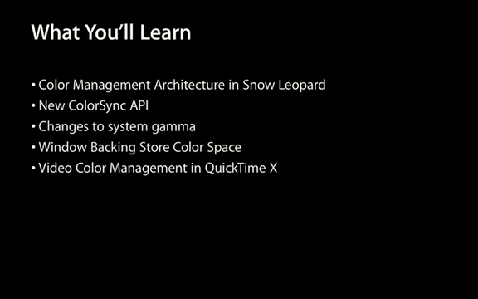What we are hoping that you're going to learn today is, first of all, how the color management architecture is done in Snow Leopard. Then we'll touch on the subject of new ColorSync API that was introduced in Snow Leopard. And later on, we'll talk about changes to system gamma that were also introduced in Snow Leopard. Following that, we'll touch on the subject of window backing store color space that was also introduced in Snow Leopard. And after that, Ken will talk more specifically about video color management in QuickTime 10.